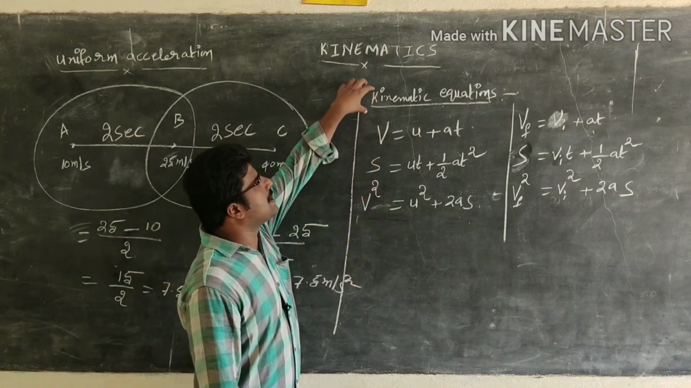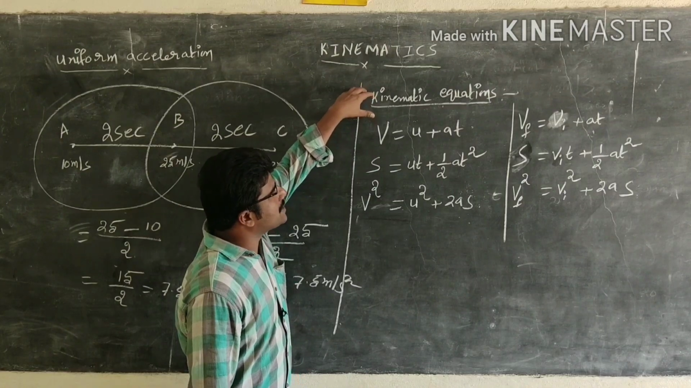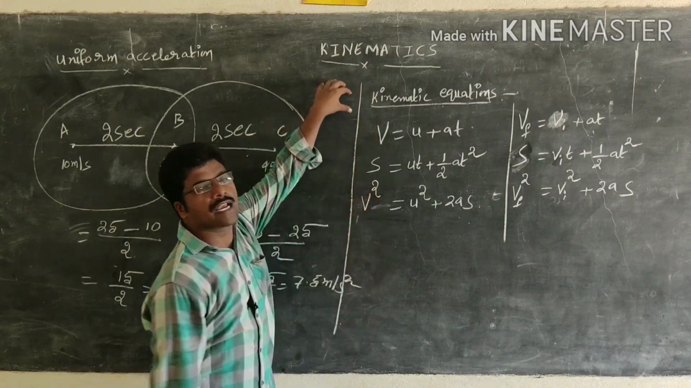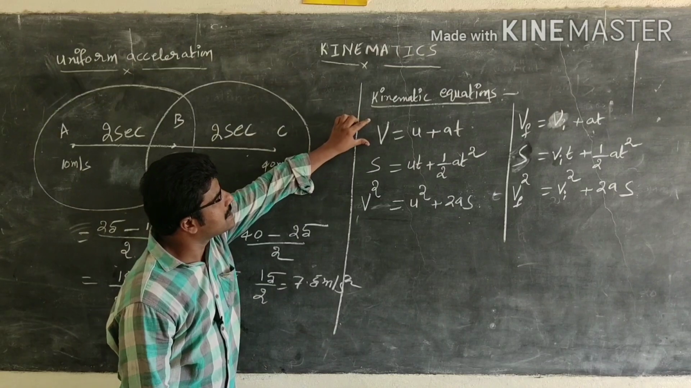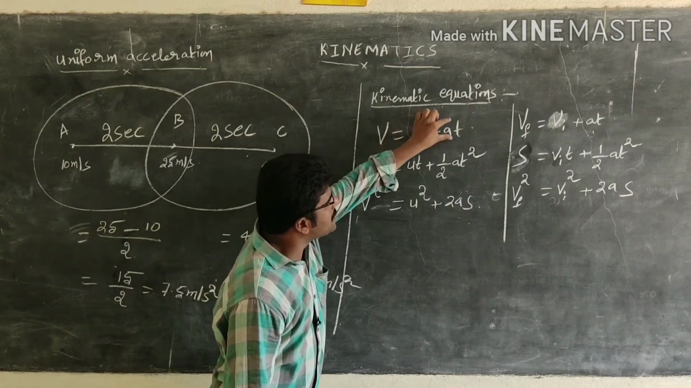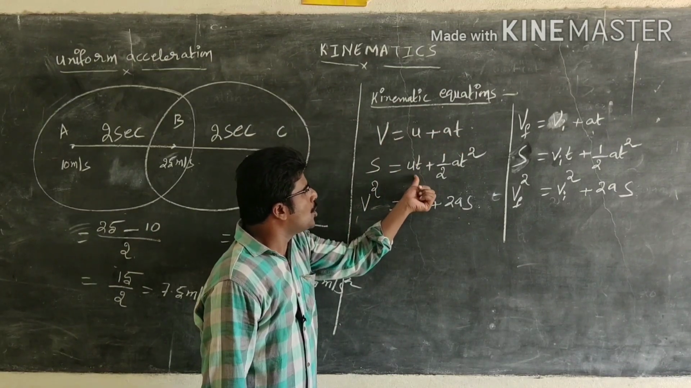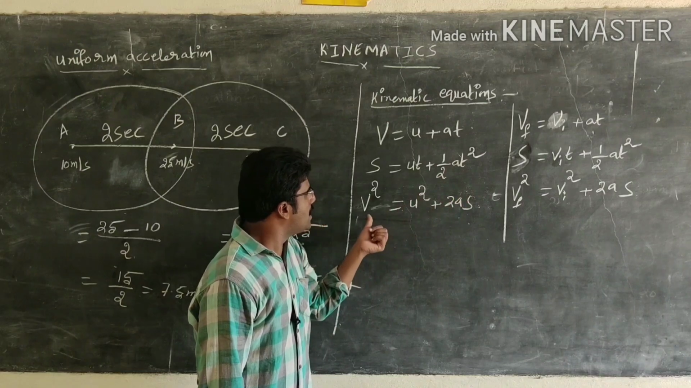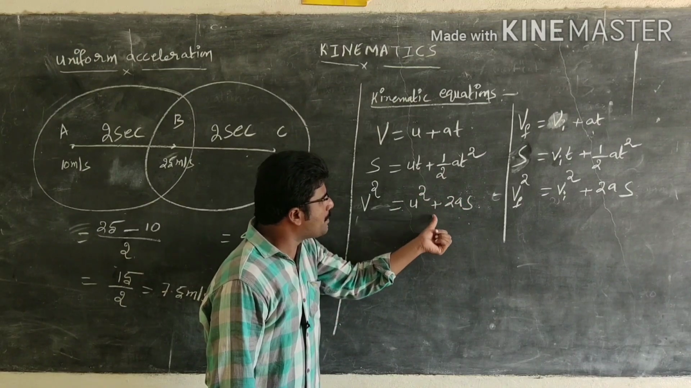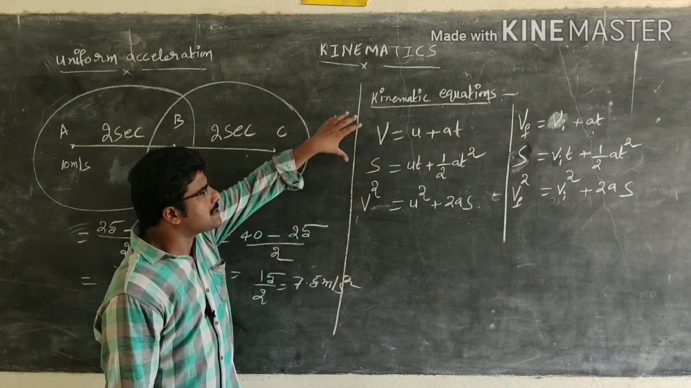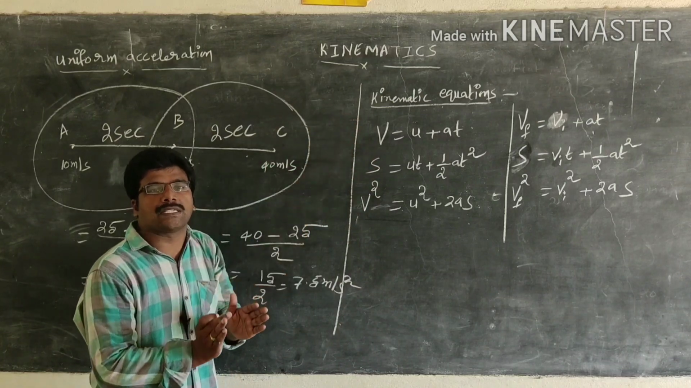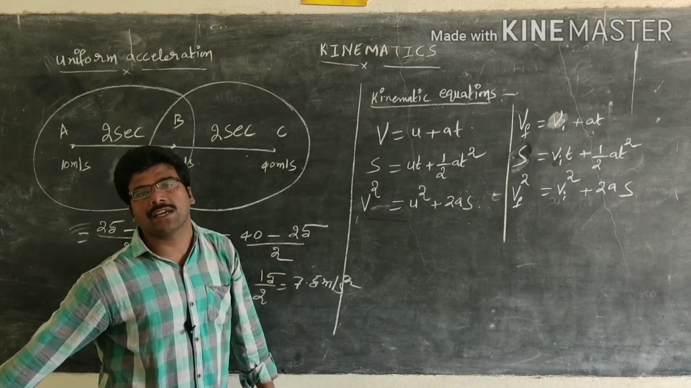That is kinematic equations. Here we have given the kinematic equations: v equal to u plus at, s equal to ut plus half at square, v square equal to u square plus 2as. This is the old method of representing the kinematic equations.